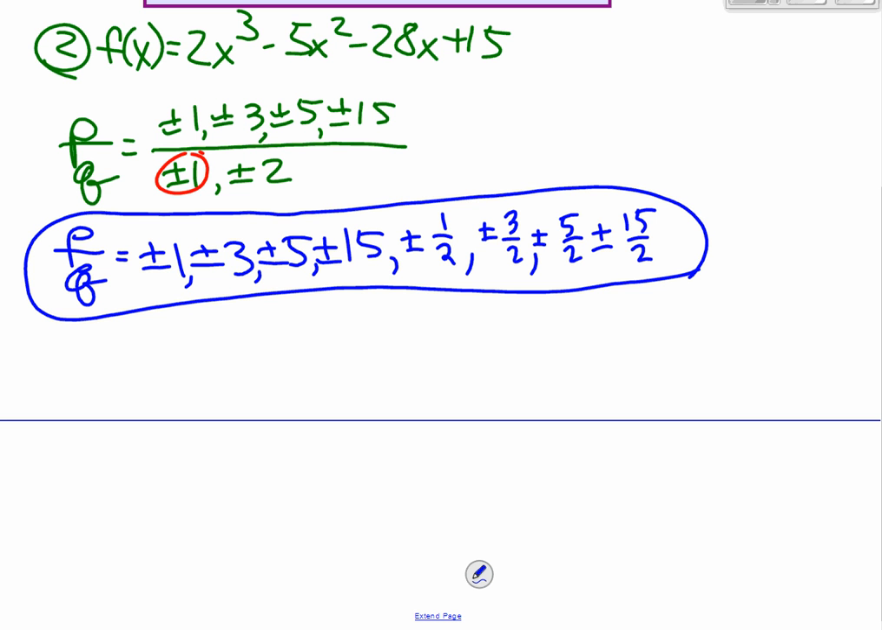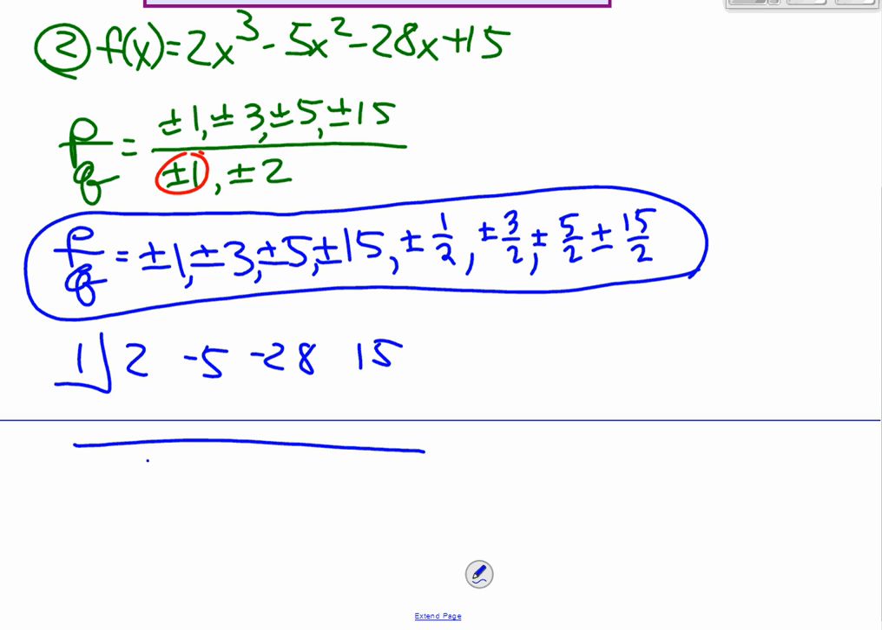So the first one we'll do just like we have been. So here's my box. We'll try 1 just like always. 2, 3, 2, 1, 0. So 2, -5, -28, and 15. I draw my line. I bring down my 2. 2 minus 5. Oh, no, I'm sorry. 2 here, and then -5 is -3. And then -3 here, and -28 is -31.